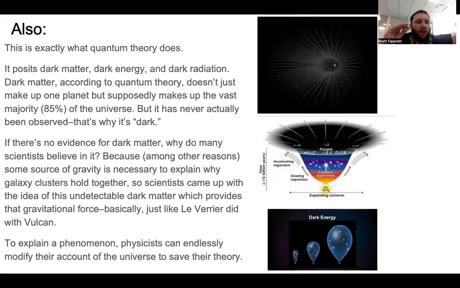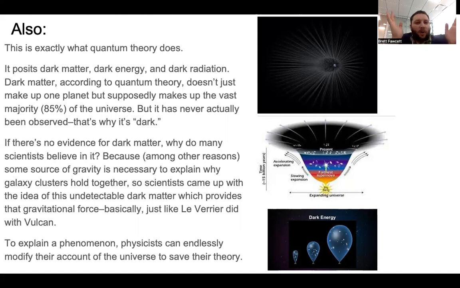Also, that's exactly what quantum theory does. Okay, it posits dark matter, dark energy, and dark radiation. And dark matter, according to quantum theory, it's not just one planet. It's supposedly, if it exists, most of the universe. It's like 85% of the universe. But it's never actually been observed. That's why it's dark, right?